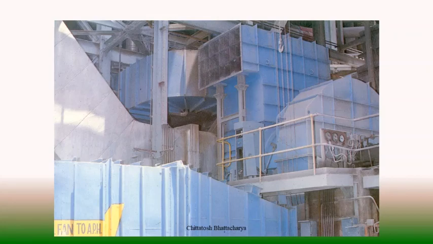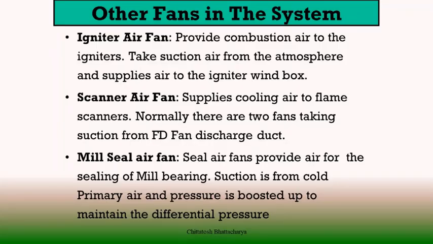As already mentioned, there are some other fans also in the boiler system, like the igniter air fan, which provides initial combustion air to the igniters through a separate wind box, so that there is no cooling within the furnace from the main secondary air supply, and only sufficient air is available for igniting the secondary fuel like oil or gas.